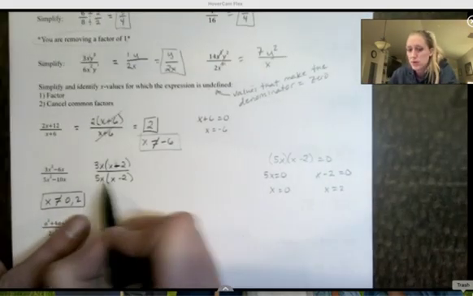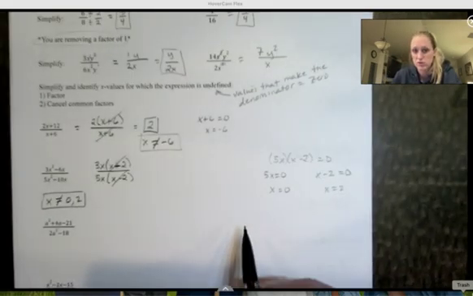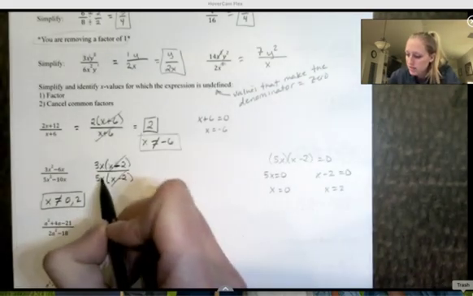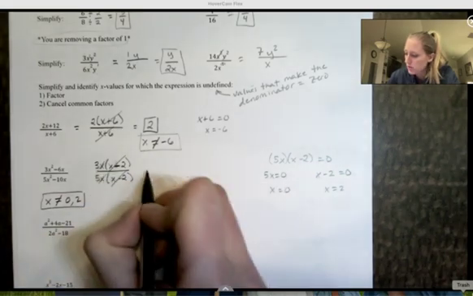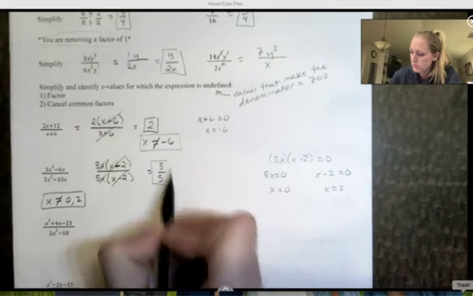Okay, now I'm going to go ahead and simplify from here. So my x minus 2's, those are common factors, those can cancel. These x's can also cancel, and we are just left with 3 over 5.